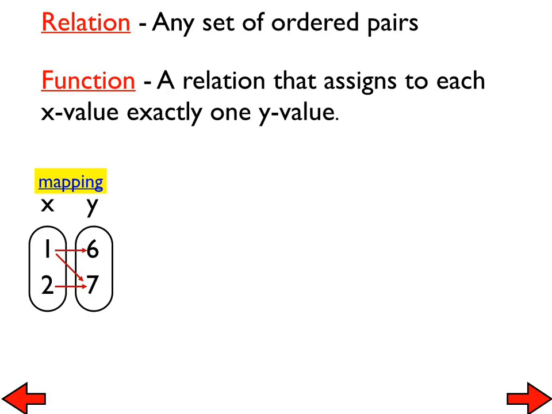So if we follow the arrows here, 1 goes to 6. That's one ordered pair, 1, 6. 1 also goes to 7. That's another ordered pair. What I'm looking at right now is, following the arrow, 1 goes to 6. 1 also goes to 7. And then as we can see here, 2 goes to 7. So that mapping represents 3 ordered pairs, and here they are: 1, 6; 1, 7; 2, 7. So write those in there.